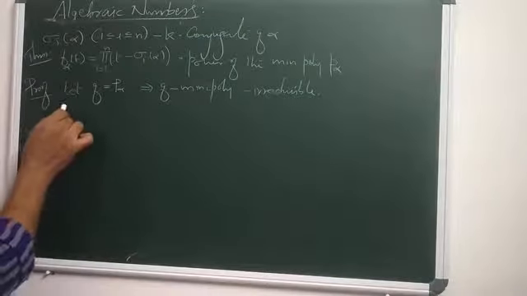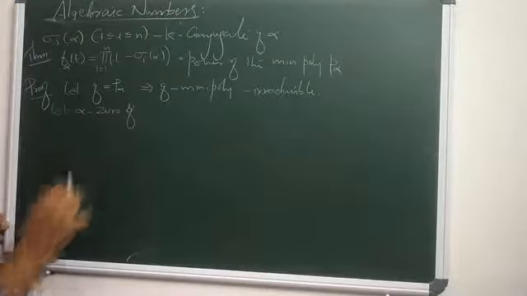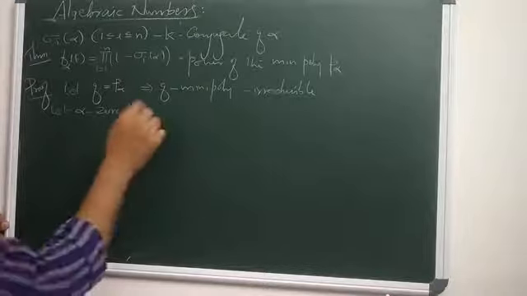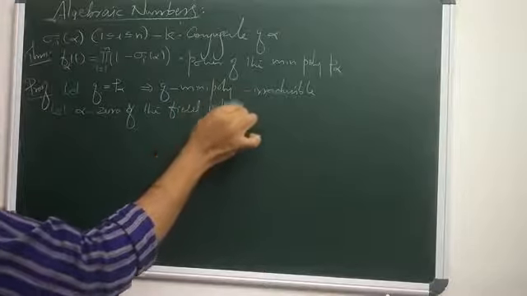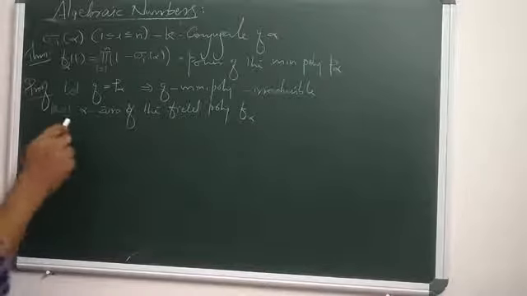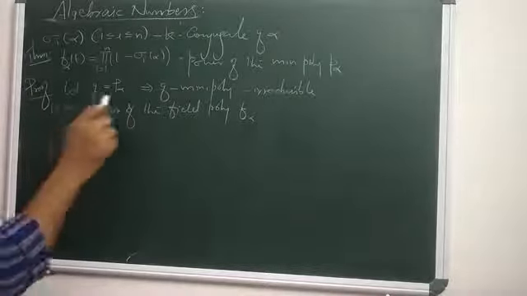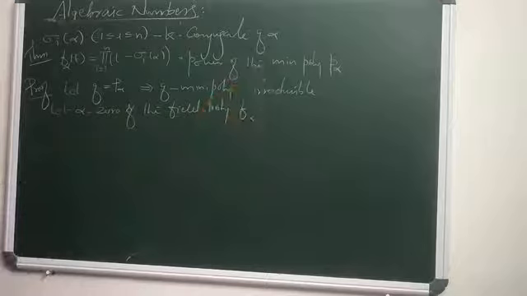What is alpha? Let alpha be a zero of the field polynomial. What is the field polynomial? f alpha. That means the sigma i of alpha are the zeros of this f alpha of t. Let q equal p alpha, where p alpha is the minimal polynomial. So q is the minimal polynomial of p alpha, which is irreducible. Let alpha be a zero of the field polynomial p alpha.